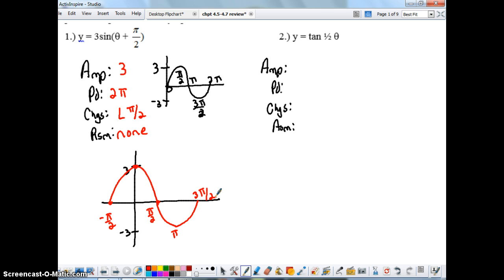Number 2, y equals tangent of 1/2 theta. So when we go through and do this one again, we're going to look at amplitude. Amplitude here is going to be none. Amplitude is how high or how low the wave goes. There is not a wave function for tangent, so that's a none. Period is going to get changed here. It starts out as pi divided by 1/2, so really multiply by 2, so that's 2 pi. And my changes here are going to be none. Asymptotes we will have, but they will change.